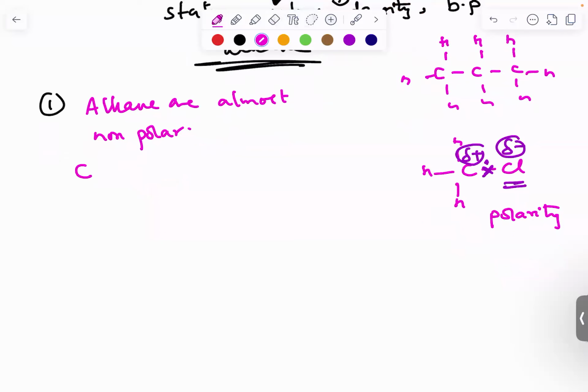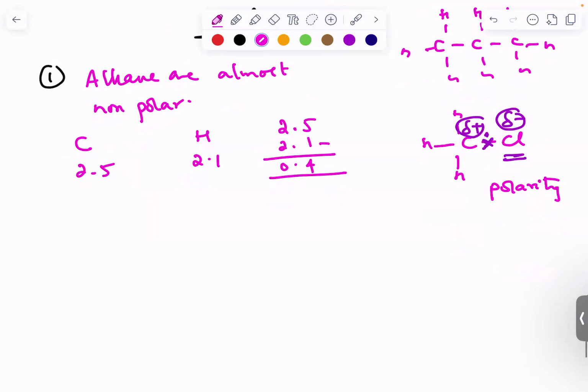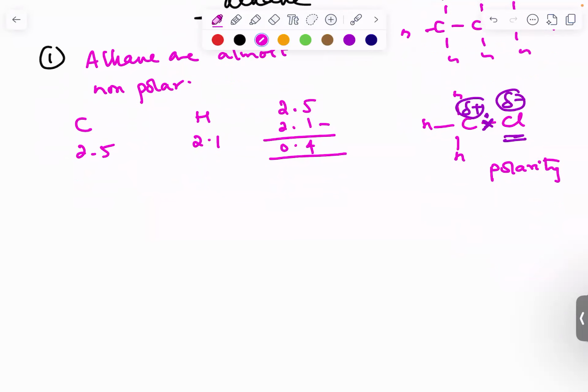Why? Because carbon has the electronegativity 2.5 and hydrogen has the electronegativity 2.1. So if you subtract the values, you are going to get 0.4. That's the difference between the electronegativities, and this doesn't count at all. All right. So this would be non-polar.